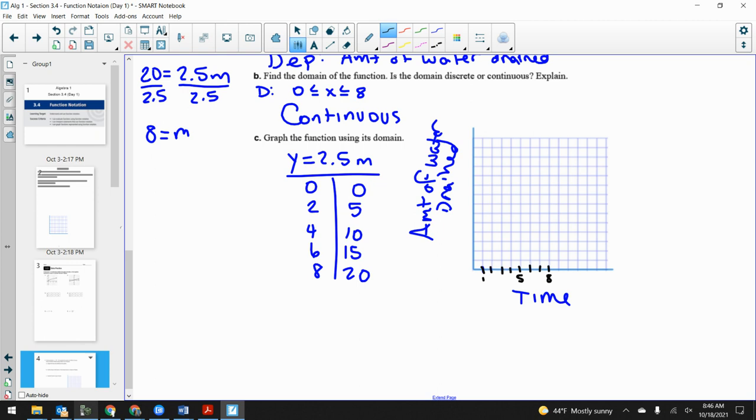I don't know why I only put those numbers. That's weird. I'm just labeling. Whatever.